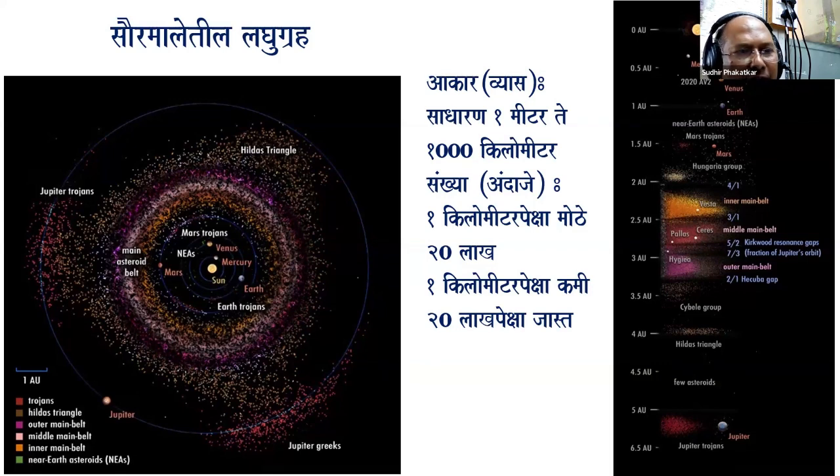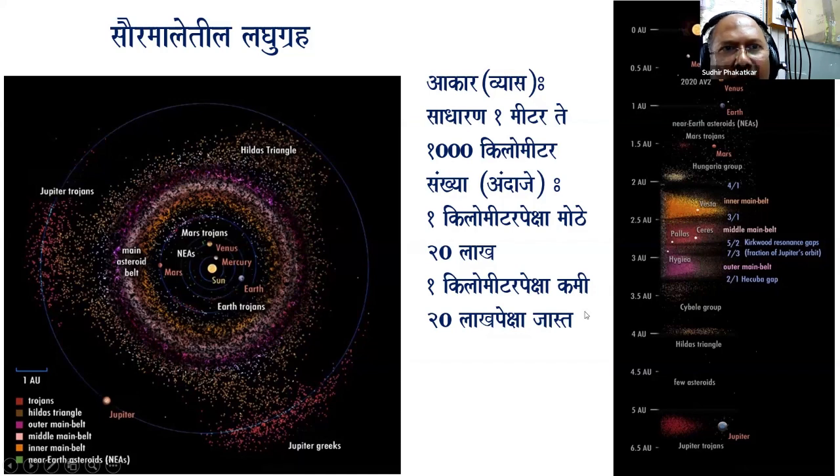As per the study of astronomers, they say that asteroids in the solar system larger than 1 kilometer number around 20 lakhs, and those less than 1 kilometer are more than 20 lakhs. This is their prediction, so this huge quantity of asteroids is in our solar system, particularly between two planets, and that we'll also see.